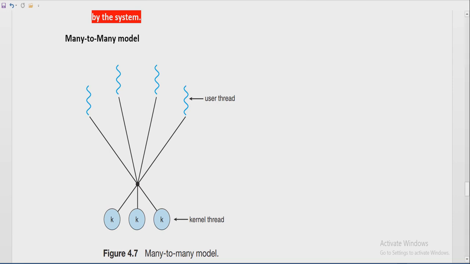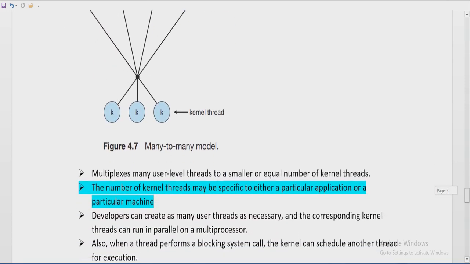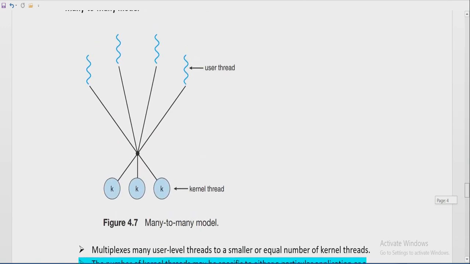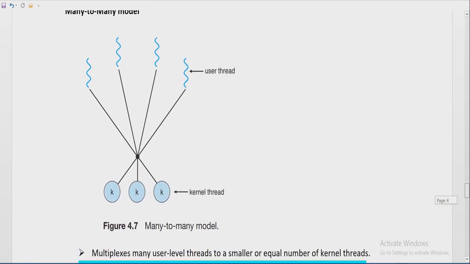Okay, here 4 user threads are mapped into 3 kernel threads. So 4 to 4 or 4 to below 4. Okay, so it multiplexes many user level threads to a smaller or equal number of kernel threads. So they can be mapped to an equal number of kernel threads, or mapped to fewer. Here there are 4 user threads and 3 kernel threads, one fewer.